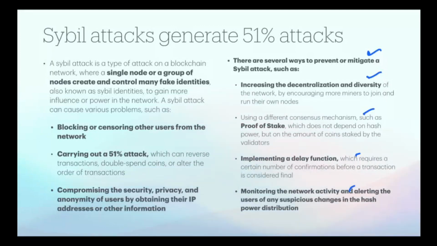But here, the Sybil attack is where a single node or a group of nodes create and control many fake identities. Sybil means they will be sitting inside as a miner, and they will be controlling many other fake identities in the network, so that whatever transaction happens inside the network relies only within them. So it never goes to the original set of blocks or original set of nodes. So this is what a Sybil attack can do.